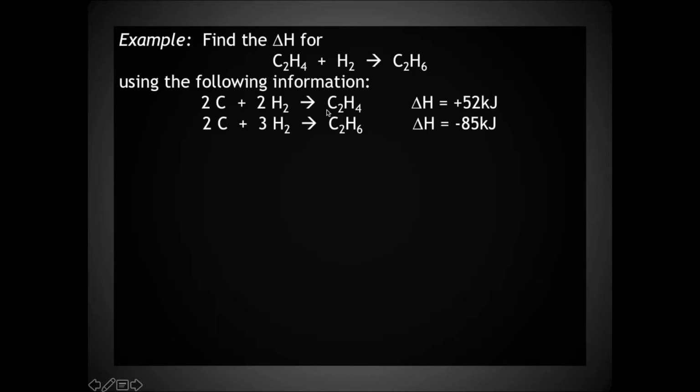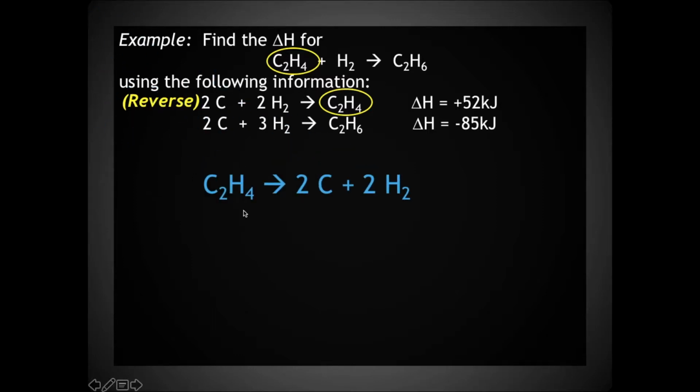So you see C2H4, and you see it here. So obviously this equation we're going to have to reverse. So that means this goes down. This is reversing the equation. That's pretty easy. You just take everything here, put it over here, take this, put it over here. But don't forget to do the same thing over here. So we would just reverse the sign and you would have a negative 52 kilojoules.